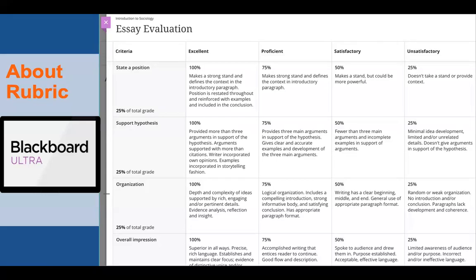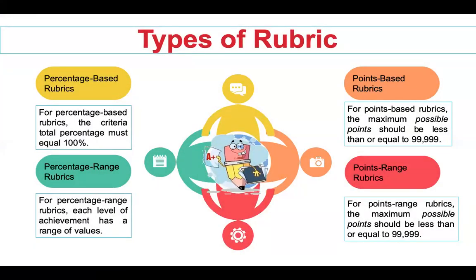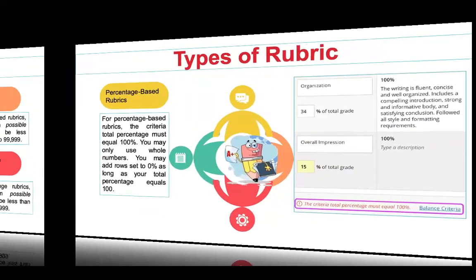Just like you create a course lesson plan or a course plan, or you set the standards for your traditional classroom, this is the same thing, but it is divided according to the criteria of the rubrics. So let's have a look at how many types of rubrics there are. We have 4 types of rubrics: the percentage based rubric, percentage range rubric, point based rubric, and point range rubric. Let's have a look one by one.